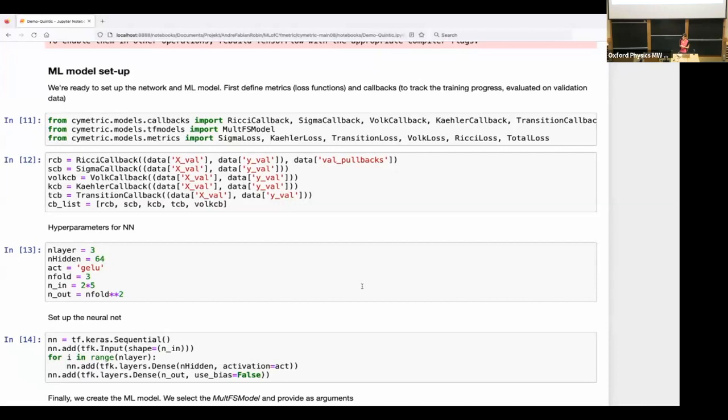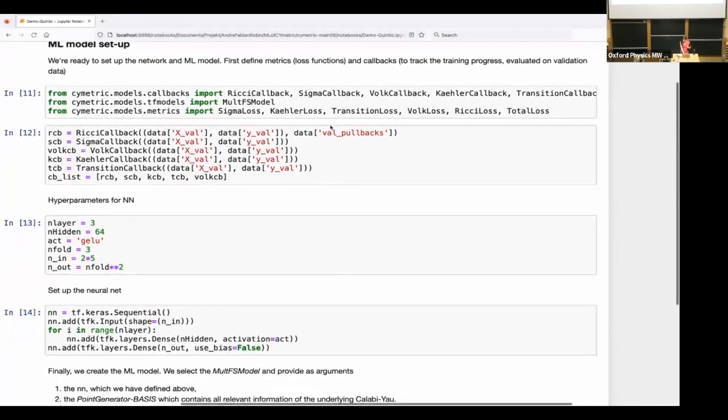These are called callbacks. They are basically these error measures evaluated on the model. We have them here, and most of their names are understandable. The sigma loss is actually the Monge-Ampère loss, and vol K loss should perhaps be called Kähler class loss, but that's what they are.